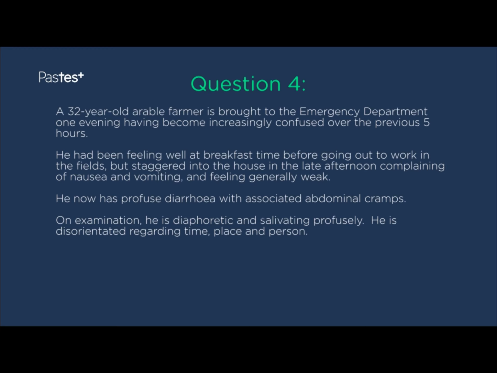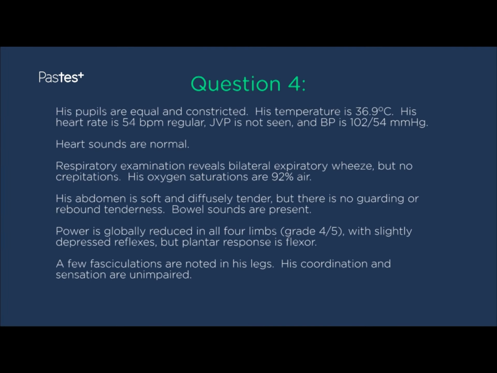He is diaphoretic and salivating profusely. He is disorientated regarding time, place, and person. His pupils are equal and constricted. His temperature is 36.9, his heart rate is slow at 54, JVP is not elevated, blood pressure is 102/54, and his heart sounds are normal. Respiratory examination reveals bilateral expiratory wheezes, but no crepitations. His saturations are 92% on air.